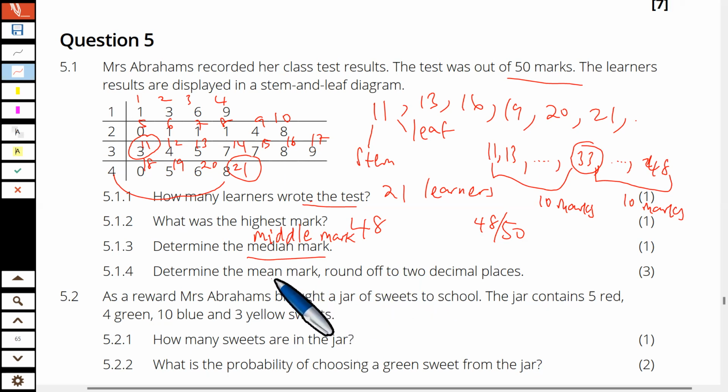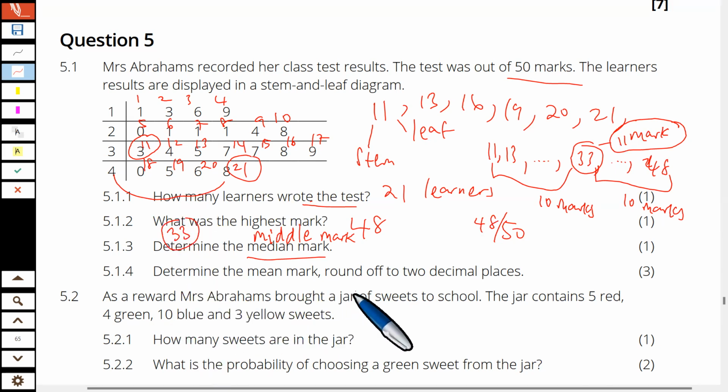So if you look at 5.1.3, determine the middle mark. That will be 33, because it's in the middle. They have 10 marks and 10 marks, and this one here is the 11th mark. Right. So what is the median mark? The median mark is 33.